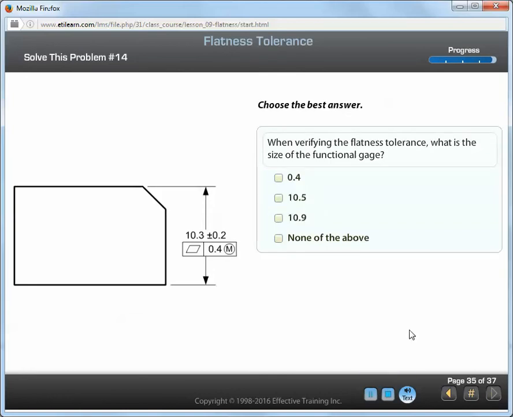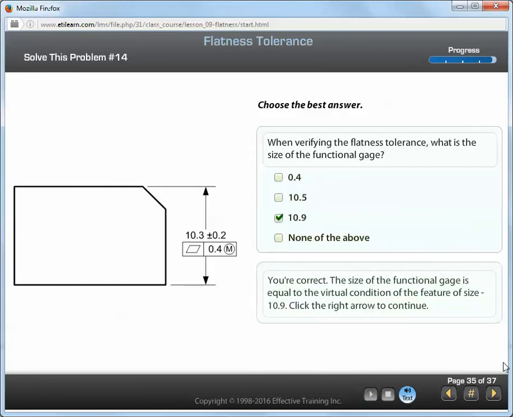When verifying the flatness tolerance, what is the size of the functional gauge? You're correct. The size of the functional gauge is equal to the virtual condition of the feature of size, 10.9. Click the right arrow to continue.